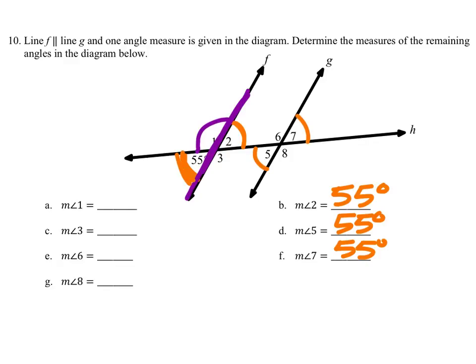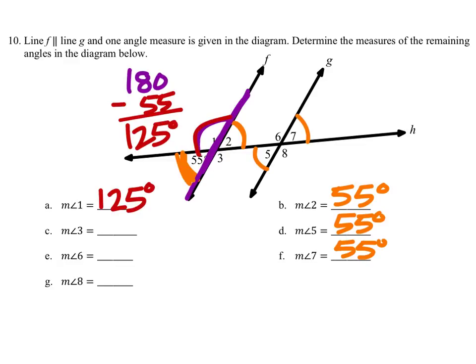So we're going to take the 180 and subtract the 55 degrees. So we get 125 degrees for angle 1. See, now we can see from here, the angle 1 plus the 55 degree angle is 180 degrees, which is what it must be in order to create a straight line.